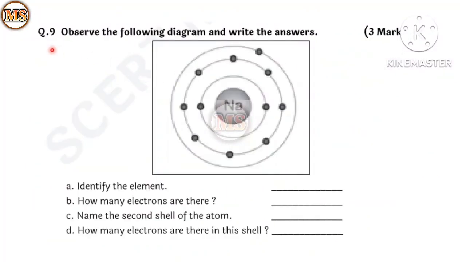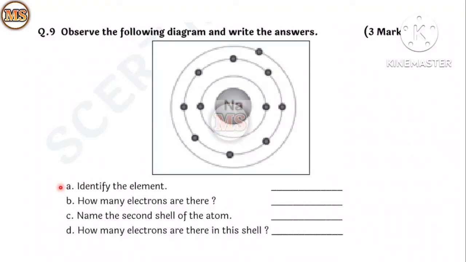The next question, that is question number 9. Observe the following diagram and write the answer. This is for 3 marks. See the diagram, structure of an atom. In the center Na is written. So obviously we can say this is the atom of sodium.